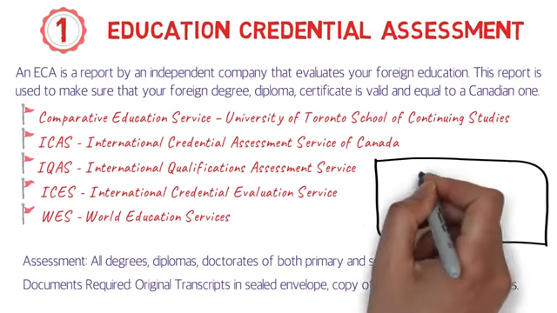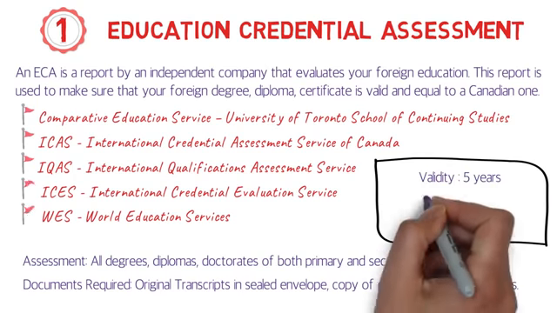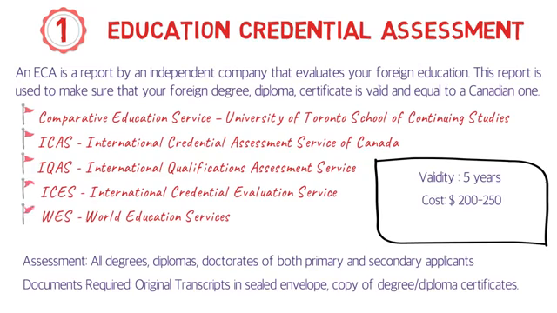The validity is 5 years. The cost is around 200 to 250 Canadian dollars. The processing time is 1 to 4 months. 1 month is the best case scenario if you apply through WES and everything goes well. Even WES nowadays takes around 1.5 to 2 months, while if you apply through the other organizations, it's like 3 months to 4 months. So it differs from one organization to the other as well. So this was all about ECA.